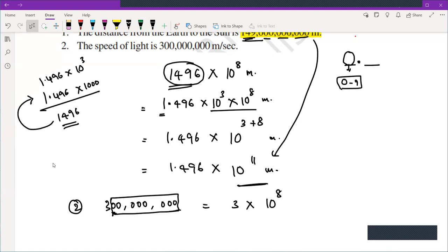So 3, we also can write it as 3.0 into 10 power 8, right? So 3.0, after the decimal there is no value for the 0 at the end. So 3.0 is nothing but 3 only. So it's already in scientific notation form. So we need not convert like this.